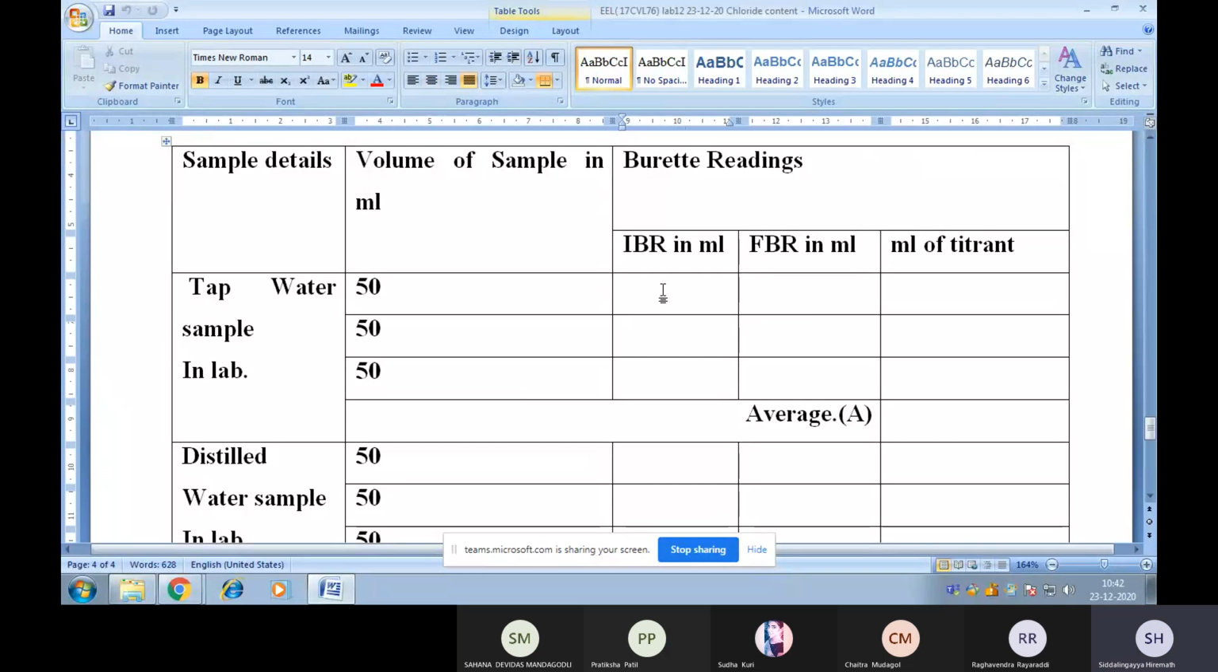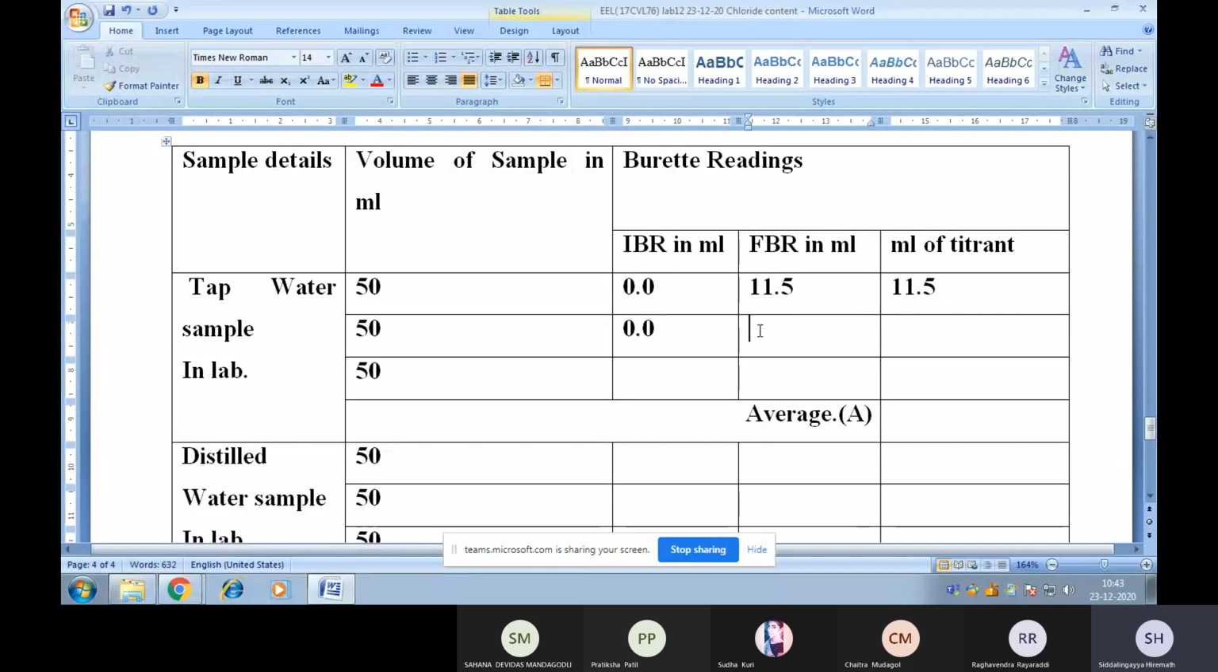Okay, so in the video itself, the initial burette reading was 0, and the final burette reading is 11.5, and the ml of titrant run down is 11.5. This is 11.5 minus 0, that will be 11.5 only. And after that, you can adjust the initial burette reading to 0 again by adding titrant to the burette.